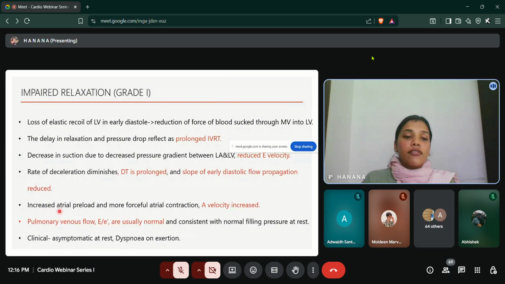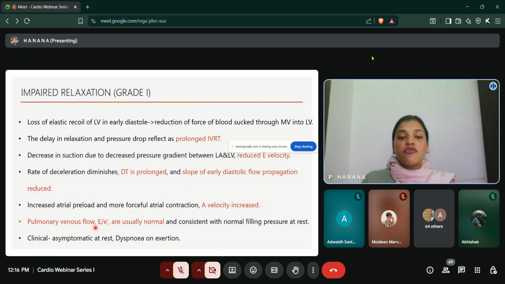Now there will be increased atrial preload, because the blood has not gone into the left ventricle, so it is getting pooled in the left atrium. So the atrium has to contract very hard and push the whole blood into the left ventricle during atrial contraction. So there will be a very forceful atrial contraction, and the A wave is increased. So we will have a small E wave and a bigger A wave here.